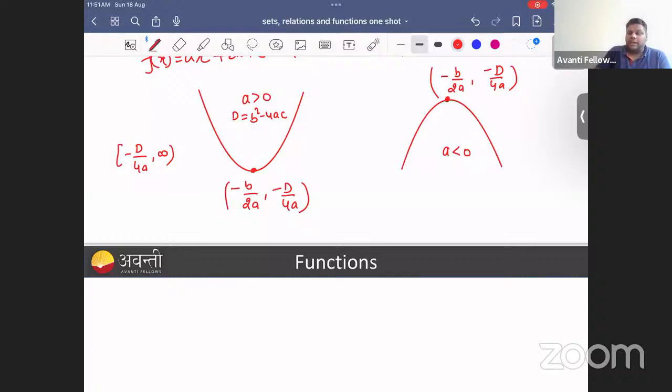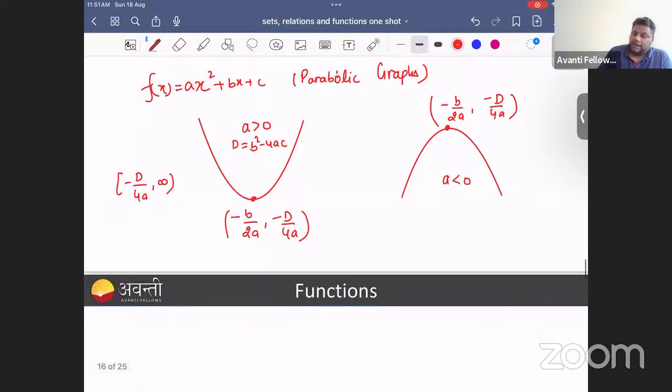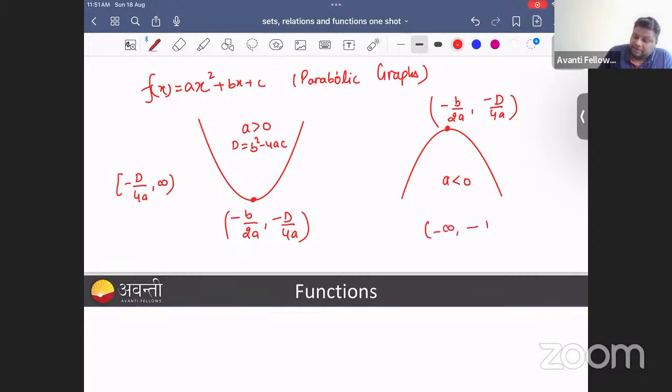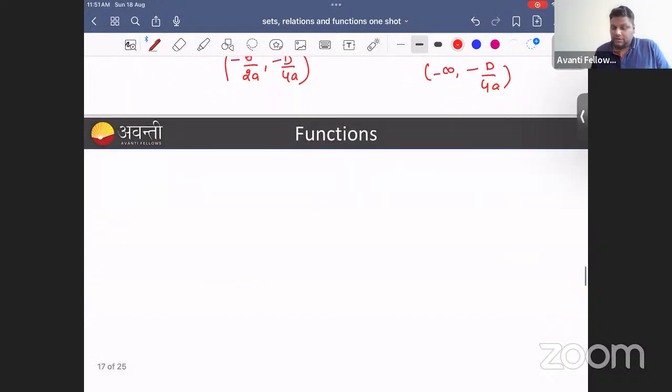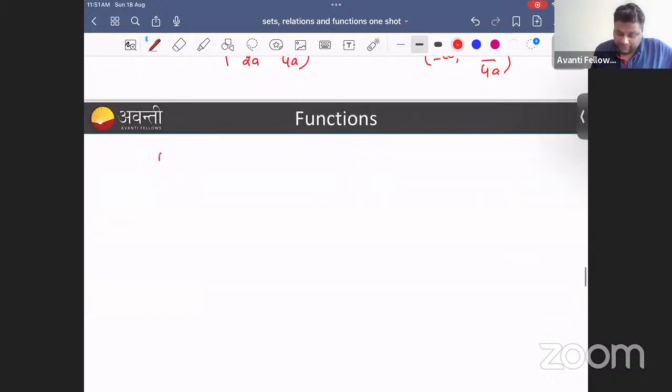Where did D come from? Okay, I'll explain it also. If it is a downward opening parabola, this range will be minus infinity to minus D by 4a. All right, now see where this D came from. The polynomial function you are having is ax square plus bx plus c. Take a common, you will get x square plus b by a x plus c.